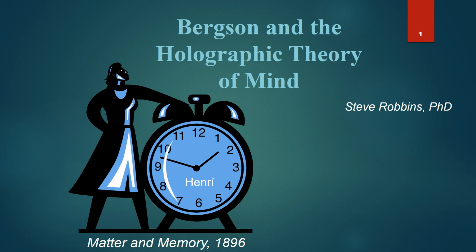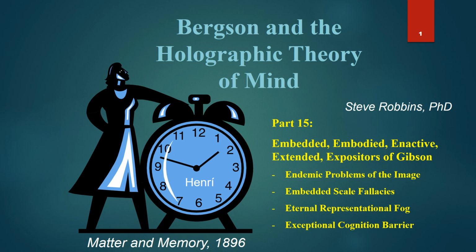Welcome again to this continuing series on Bergson and his holographic theory of mind. This will be part 15, the 5 E's here: embedded, embodied, inactive, extended, and expositors of Gibson.